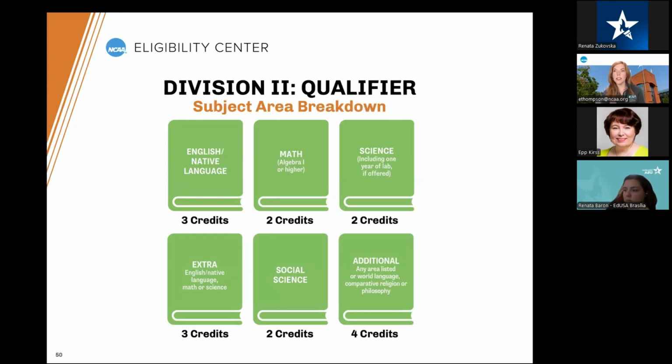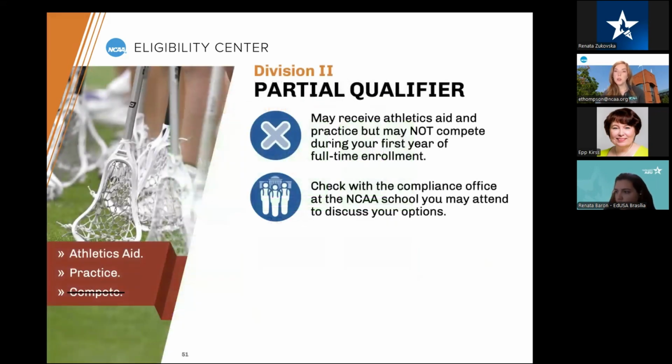I always tell students aim for Division One eligibility. By default, you will also be Division Two eligible. So if you aim for those Division One 16 core courses and 2.3 GPA, by default, you would also be Division Two eligible.